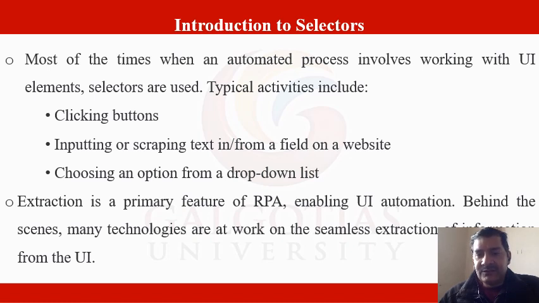Extraction is the primary feature of RPA. Why do we use selectors? For example, we want to extract some information from something. I am not talking about just anything; it may be your data table, that we will study in this particular lecture, Excel data table. Extract information from the data table, or you can say Excel data table automation. So extraction is the primary feature of RPA, enabling UI automation. Behind the scenes, many technologies are at work on the seamless extraction of information from the UI.